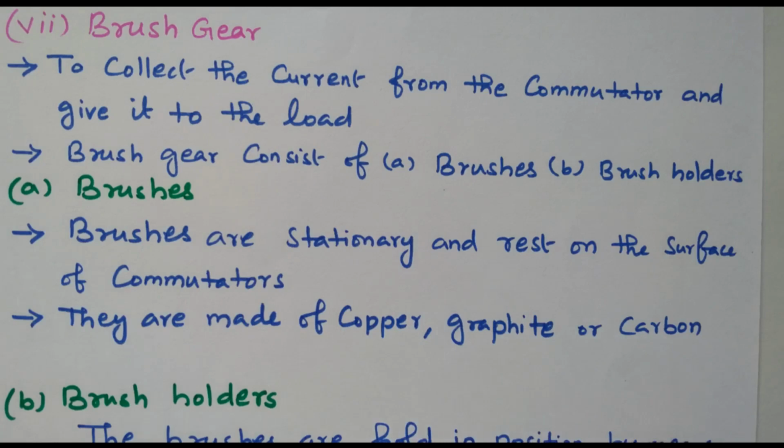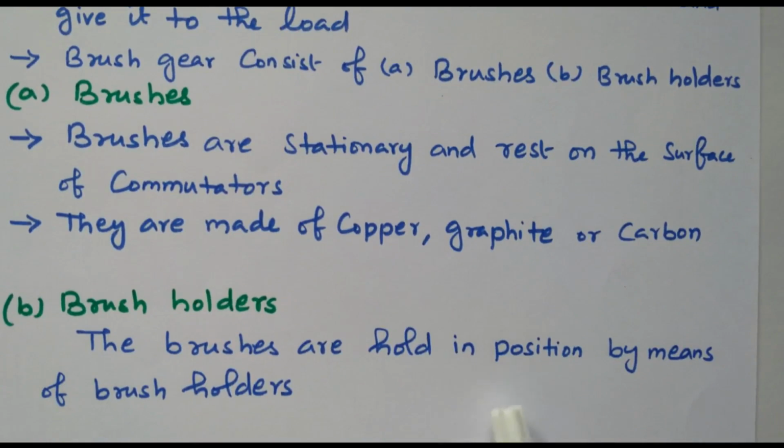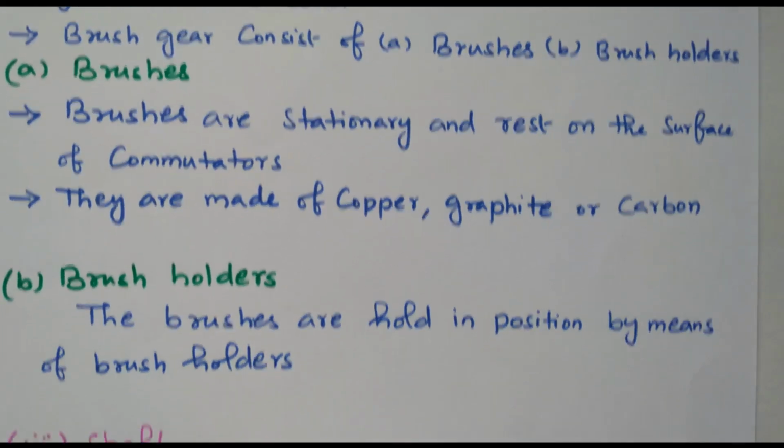What is a brush holder? The brushes are held in position by means of brush holders. These brushes are held by these brush holders, right? So the commutator is the place to supply the current to or take the current from the armature. That is done through these brushes. The current is taken or given by the brushes.